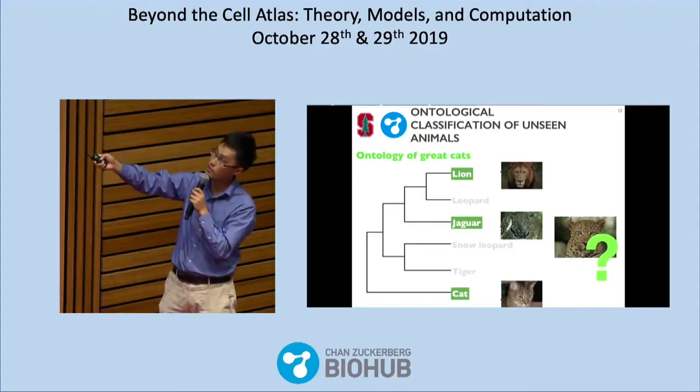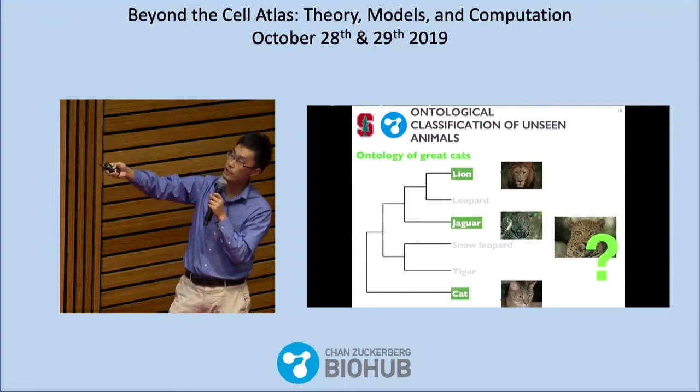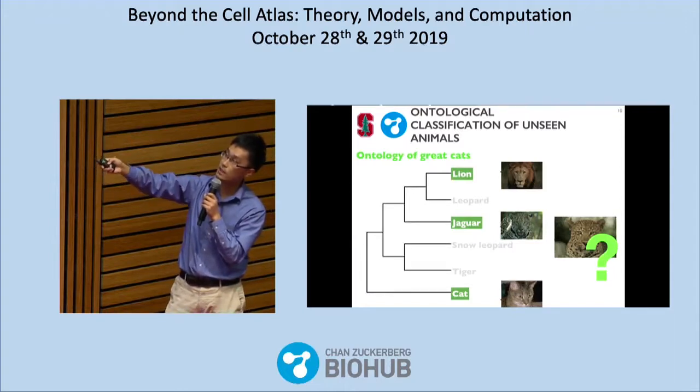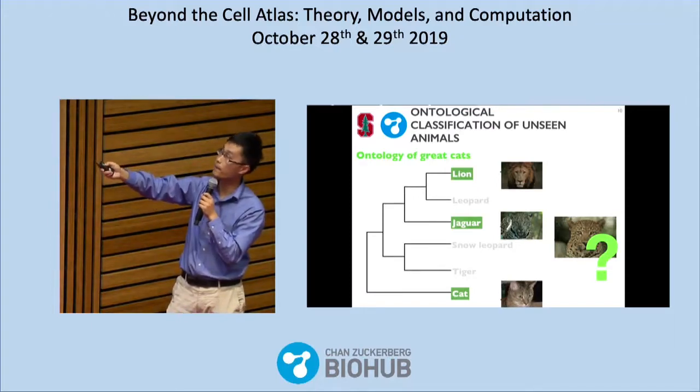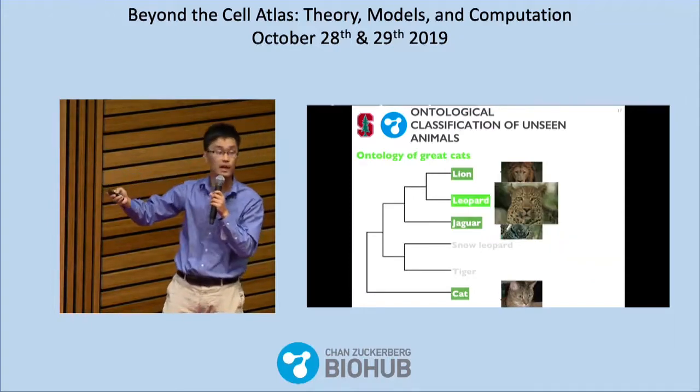is actually more similar to lion and jaguar, but dissimilar to cat. So it should be in a position in this ontology tree that is close to lion and jaguar and pretty far away from cat. So it should be here as a leopard. This is how we annotate an unseen animal.